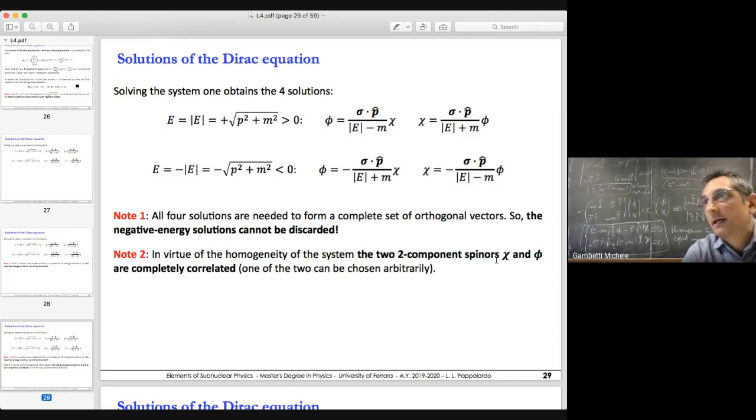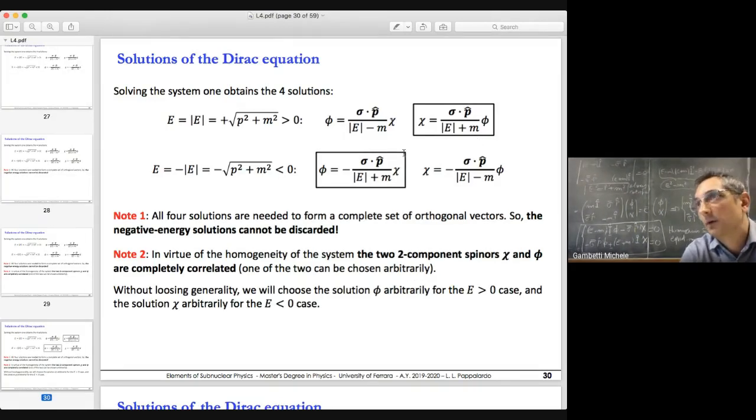Now, as I was saying, the two solutions are strongly correlated because the system is homogeneous. That means that you can obtain one by making an arbitrary choice of the other, and so we will use the following choice. Of course you can also make a different choice. For the positive energy solution, we will obtain the chi solution by putting an arbitrary hypothesis for the phi solution, and for the negative energy, we will obtain our phi solution by putting an arbitrary choice of the chi solution. Again, you could also make a different choice. This is the choice which is commonly made.